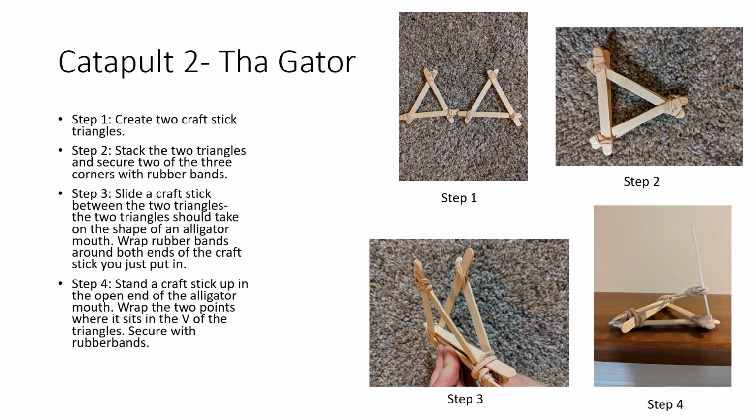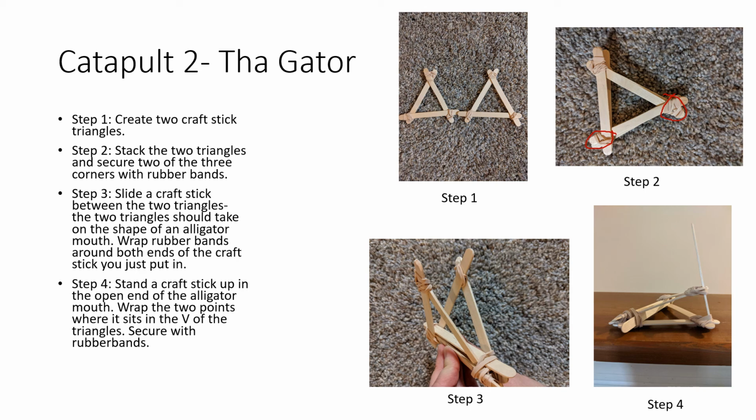The next catapult that we have available is called the Gator. This is because it looks like a giant alligator mouth that's being held open. What you're going to need for this are to make 2 triangles with craft sticks. Please note that the triangles should be a similar size. After you have the triangles made, you're going to secure 2 of the 3 sides with popsicle sticks. That means one side should be able to open.